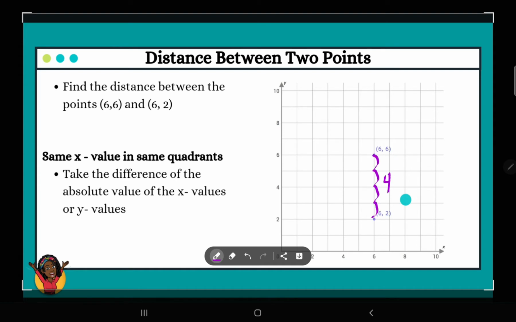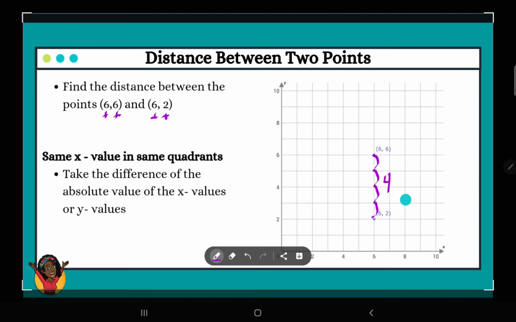Okay. So unlike when they're in different quadrants where I added, if they're in the same quadrant, I'm going to subtract. And how do we identify if they're in the same quadrant? Well, here we know that in quadrant 1, both of our values are going to be positive. So both of them here are positive. So that tells us that they live in quadrant 1.